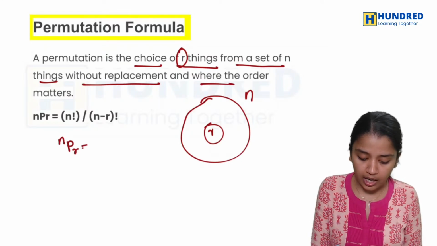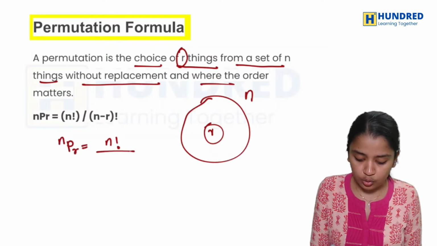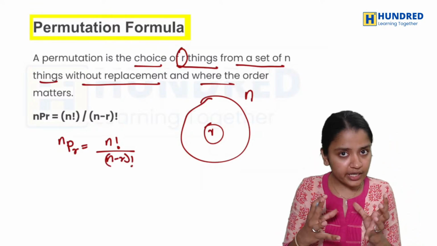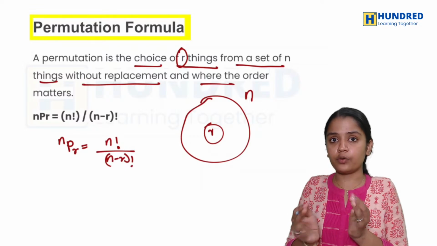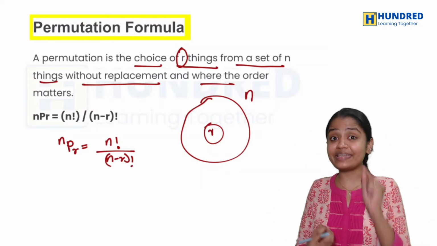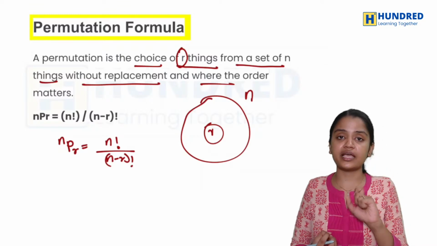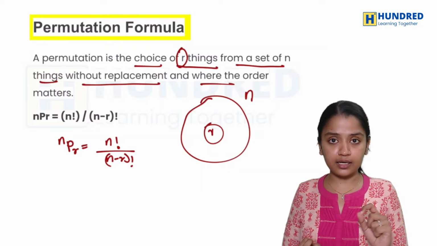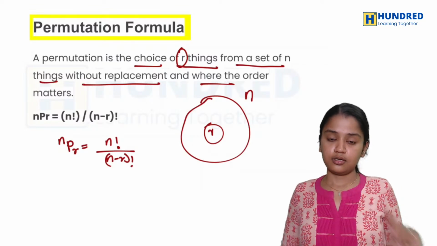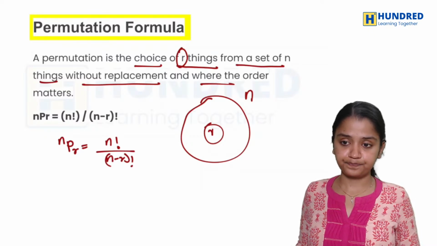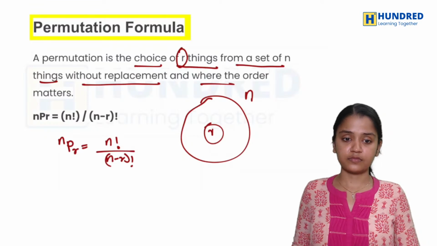So in this way, how do you write it? nPr is equal to n factorial by (n minus r) factorial. So here, as I already told you, n is the total number of things, and from that, if you're taking particular things without replacement, then you say it is (n minus r) factorial. Are you clear?